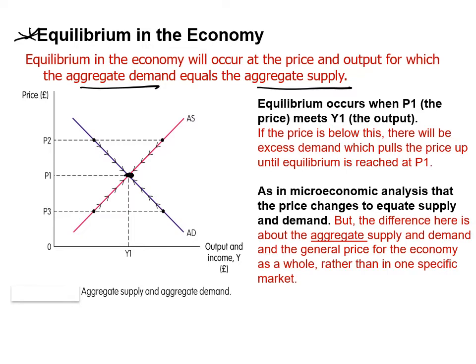All right? And think about it. If we are below this price level, right? What will we have here? We'll have excess demand, because prices are too low. And if we are above it, we'll have excess supply because prices are too high. Right. So there we have it.